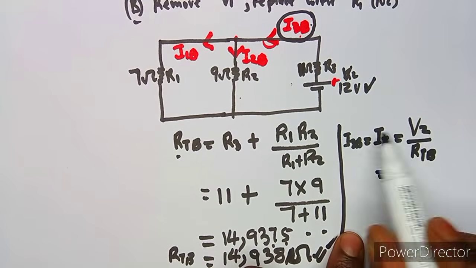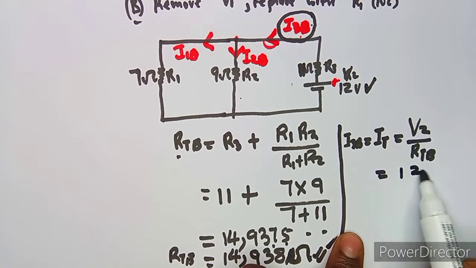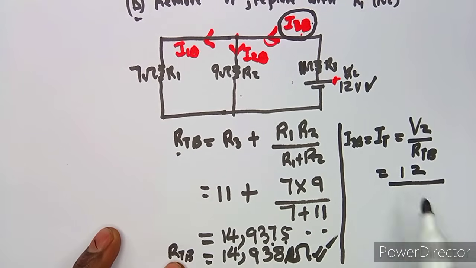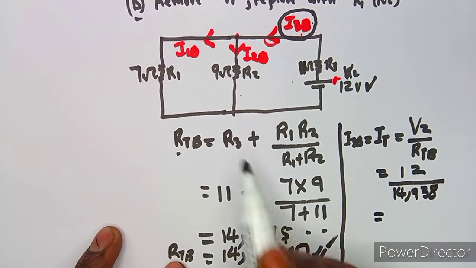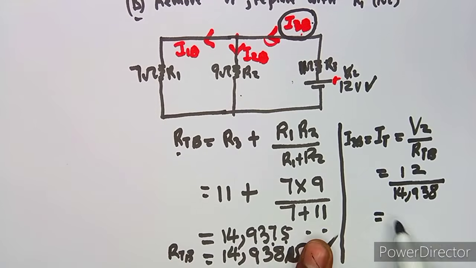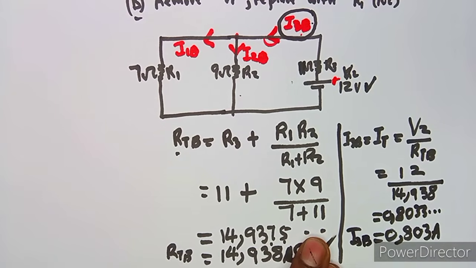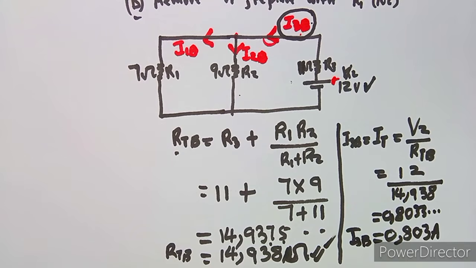So that means you just substitute your V2, which is 12 volts, over RT, which is this total resistance here, 14.938. All right, so the moment I divide these two, I'm going to obtain this decimal 0.8033, something like that, which is going to give us 0.803 amps. So this is my total current, which is I3B, as you can see.